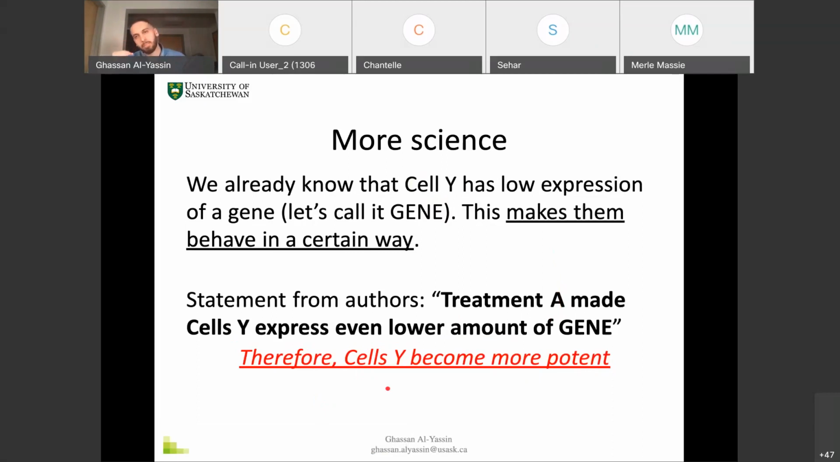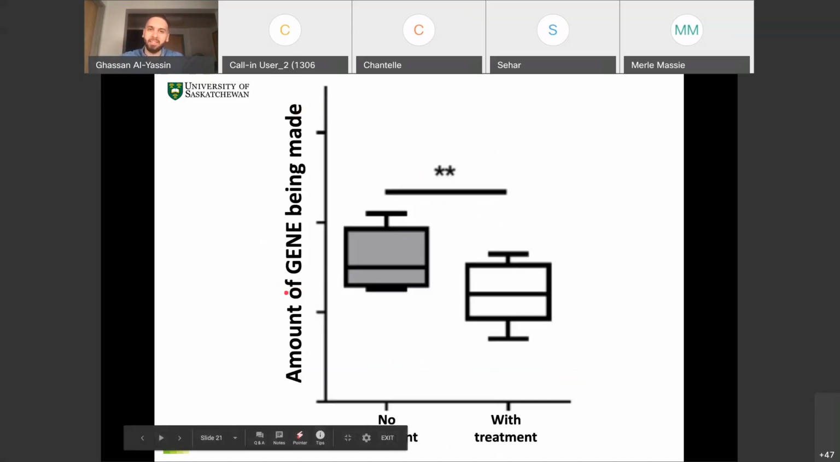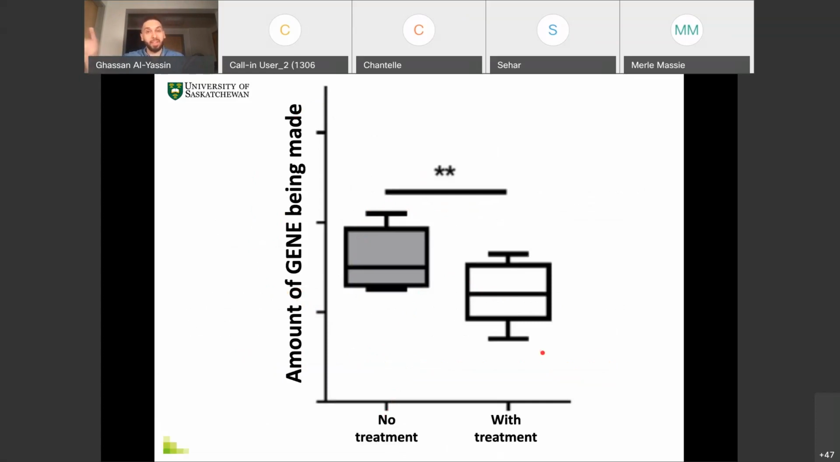So not only do they express little of that gene, they are expressing even lower amounts. So the cells are even more potent. So that's interesting. This actually can revolutionize the field and we can use it for therapy and all that stuff. Amazing. One of the strongest conclusions they've made. And then you look at the results. So you're looking at the amount of gene being made. Before the treatment, you have this much. After the treatment, it goes down. Well, that's amazing. That's exactly what they were saying, right? Everything makes sense. But here's the problem.